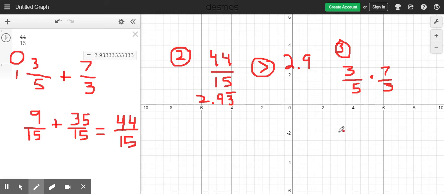Now, the last problem we'll look at is taking 3/5 times 7/3. When we're multiplying fractions, you can simplify within first before you multiply. So I see I can simplify either diagonally or vertically. Go ahead and finish this off. We can cancel diagonally by dividing both of these numbers by 3. So we are left with 7/5.